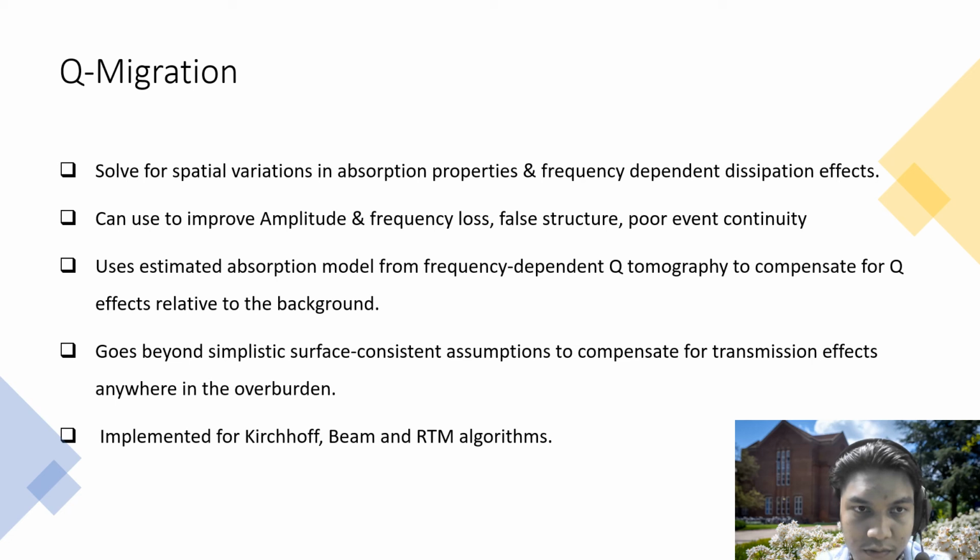Then Q migration is applied to estimate the absorption model from frequency dependent Q tomography to compensate for Q effect relative to the background. This goes beyond the simplistic surface consistent assumption to compensate for transmission effect anywhere in the overburden. It is also implemented for curved beam and RTM algorithms.